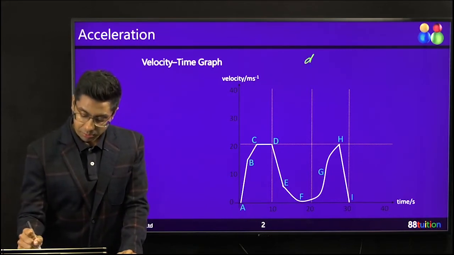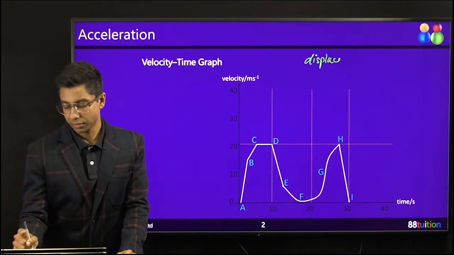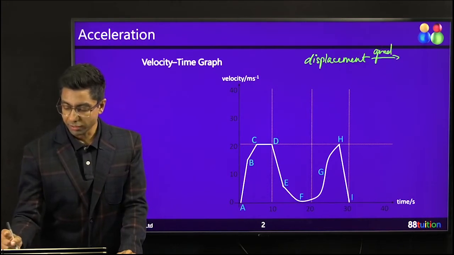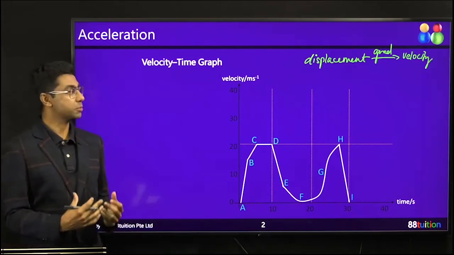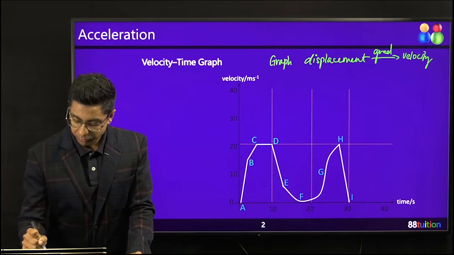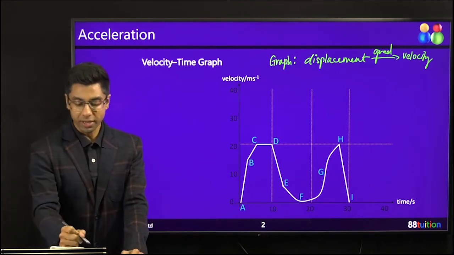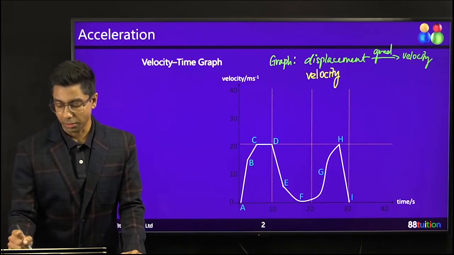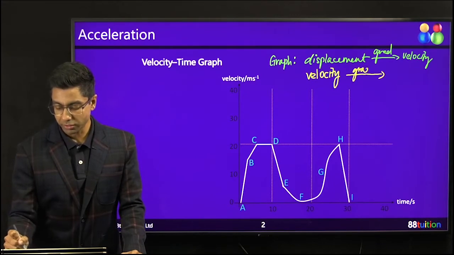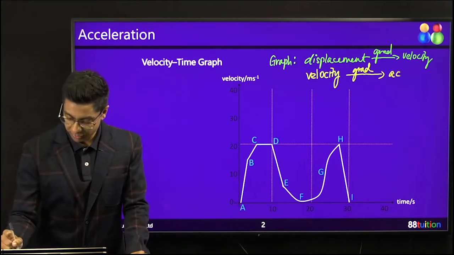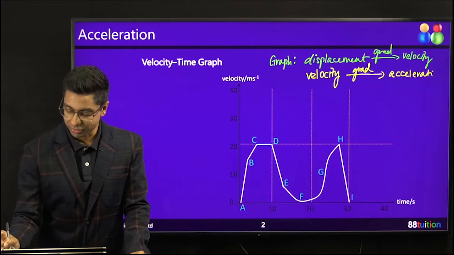When you have a displacement time graph and you take the gradient, you will get velocity out of that gradient. So you get all the velocities from the displacement time graph. Now, if you get the velocities and you plot them like this below, this is called a velocity time graph. And you take its gradient at any point. For example, you could take the gradient of this line, and hopefully you will get acceleration.